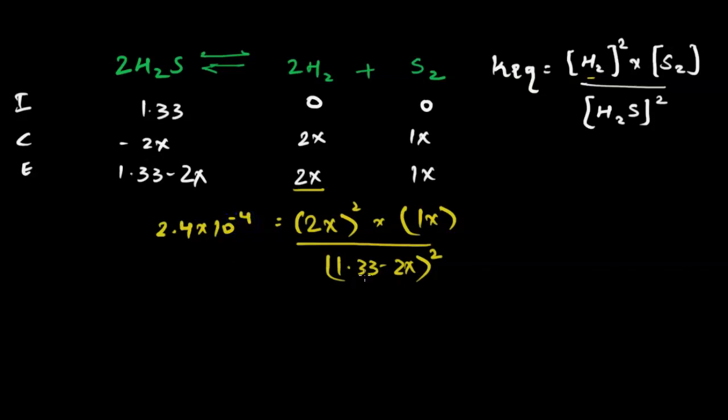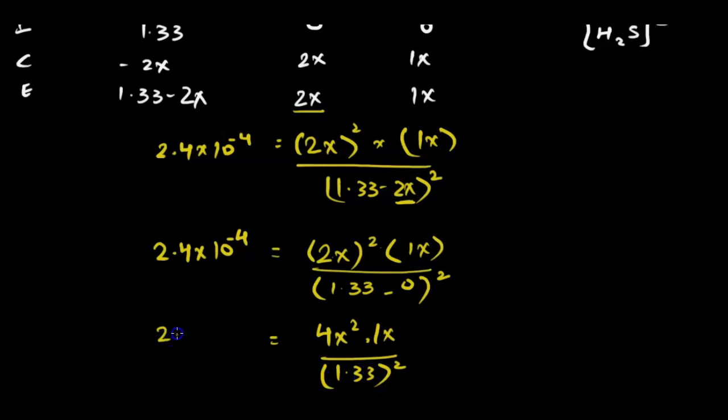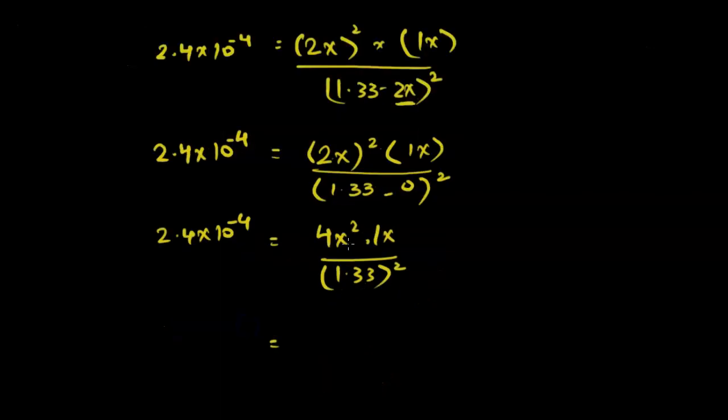Now here is where we are going to use the hundreds rule. Because the hundreds rule is applicable to this question, we can consider x to be very small and assume it to be 0 in the denominator. That means in the denominator we would be left with 1.33 minus 2 times 0, which is 0, squared. This hundreds rule makes our life easier when K equilibrium is very small. So once this is 0, we do not have to solve for this 2x anymore. We just have 2 times 2, which is 4x squared, times 1x over 1.33 squared, and we have 2.4 times 10 to the power negative 4 here. When we multiply 4x squared with 1x, we get 4x cubed. This gets multiplied here, so we get 2.4 times 10 to the power negative 4 multiplied by 1.33 squared.